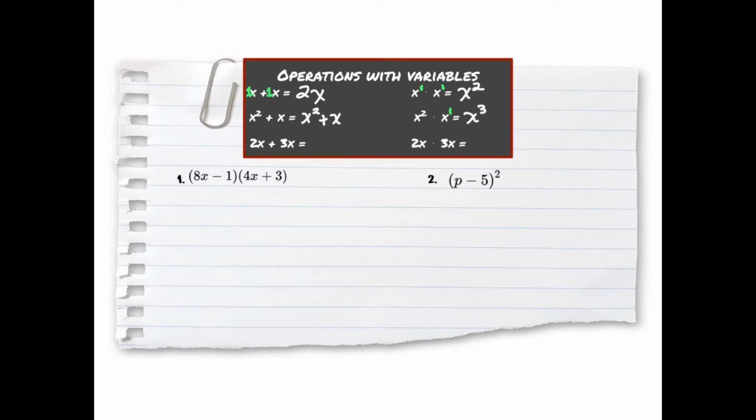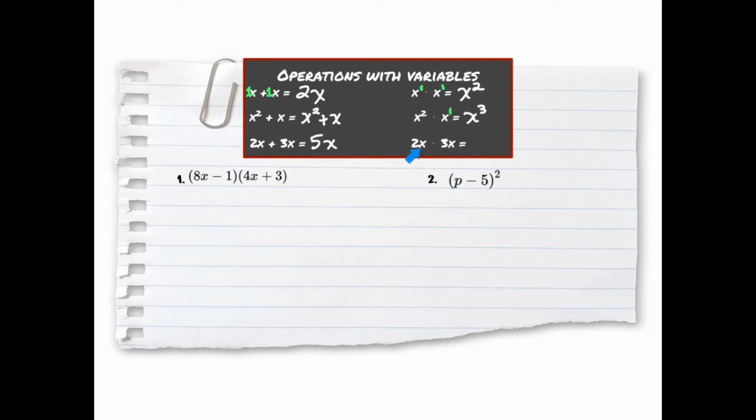Now, what happens if I have coefficients? Can I add 2x plus 3x? Well, these are like terms. They have the same variable, same exponents. So all that you're going to do is add the big numbers. 2 plus 3, 5. And we keep the same variable with the same exponent. So 2x plus 3x equals 5x, which will be completely different than multiplying this.